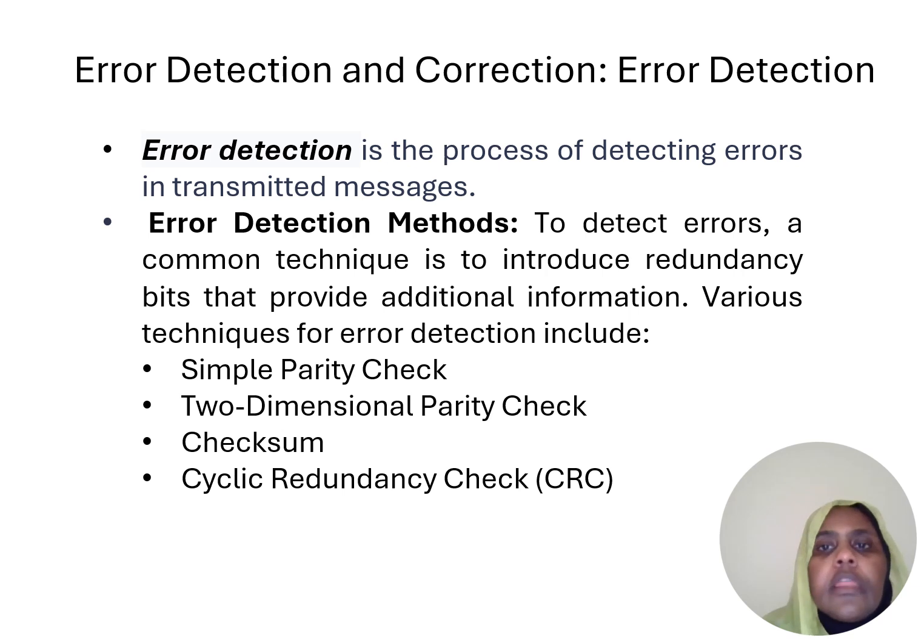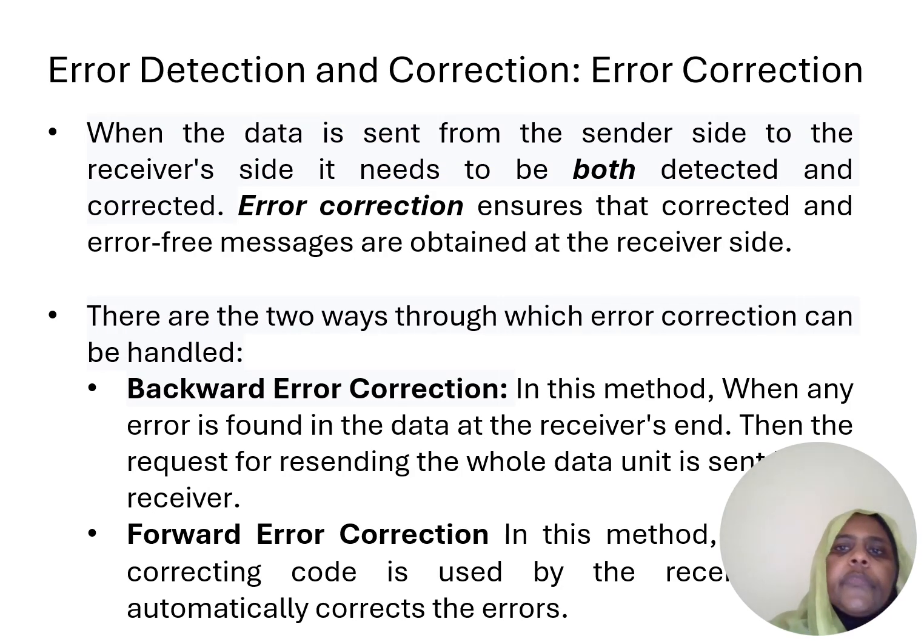Error detection is the process of detecting when an error happens. Error detection has multiple methods, such as simple parity check, two-dimensional parity check, checksums, and cyclic redundancy check. When data is sent from the sender to the receiver, sometimes it needs to be both detected and corrected. Error correction ensures that the data is corrected and error-free.